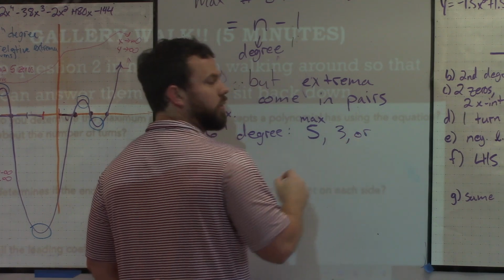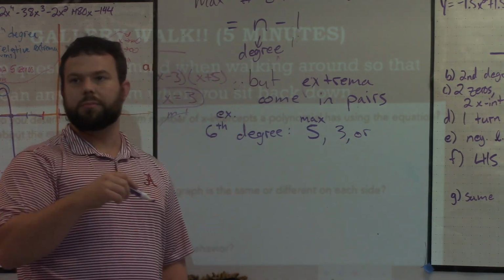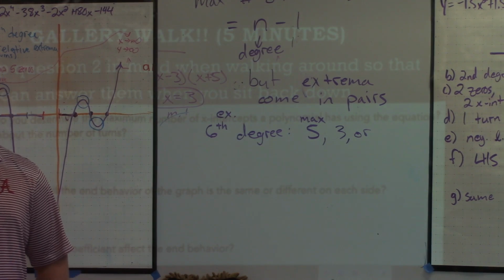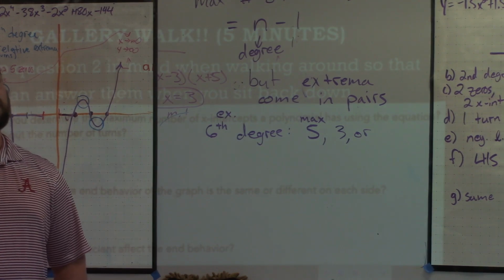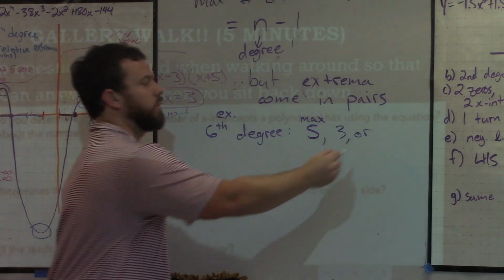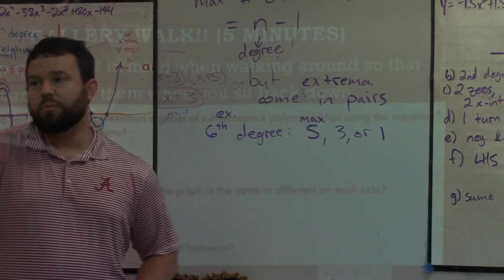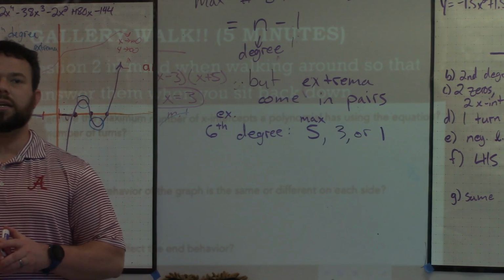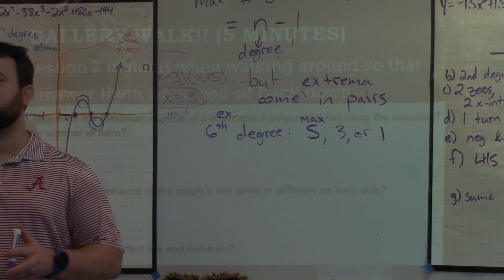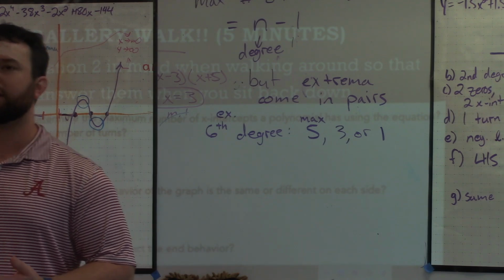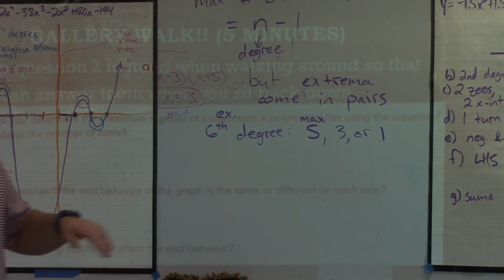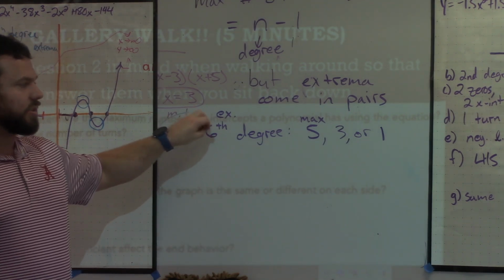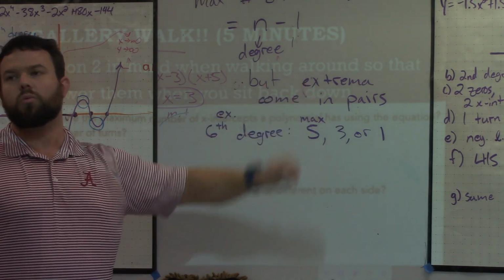Or, what else could it be if they come in pairs? Or how many? Say it louder. Or 1. Guys, they come in pairs. The idea is that it needs a max and a min each time to balance out. And so, if it's 6th degree, it could have 5, 3, or 1 turns.